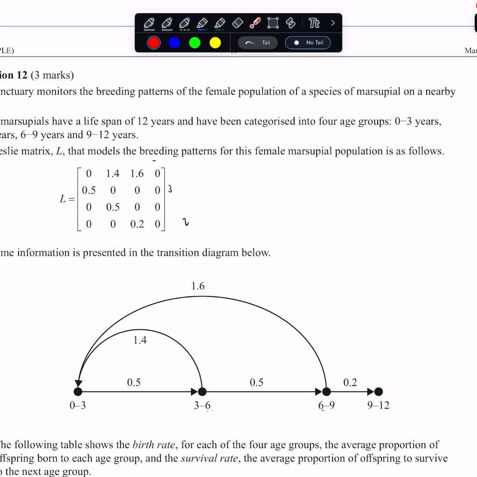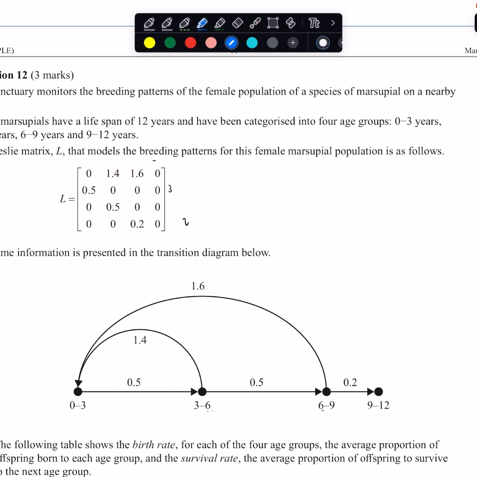It says a sanctuary monitors the breeding pattern of the female population of a species of marsupials on a nearby island. The marsupials have a lifespan of 12 years and have been categorized into 4 age groups: 0 to 3 years, 3 to 6, 6 to 9, and 9 to 12. The Leslie matrix that models the breeding pattern for this female marsupial population is the following.